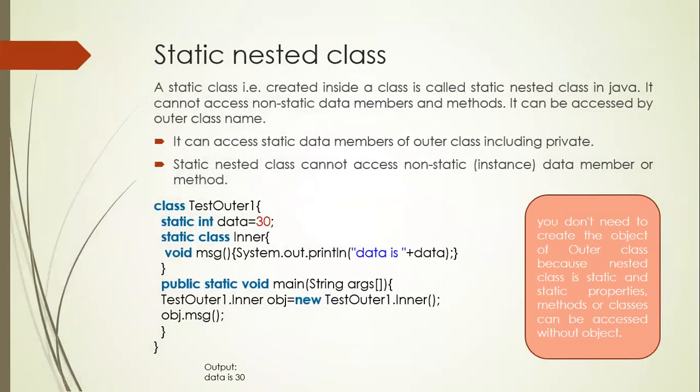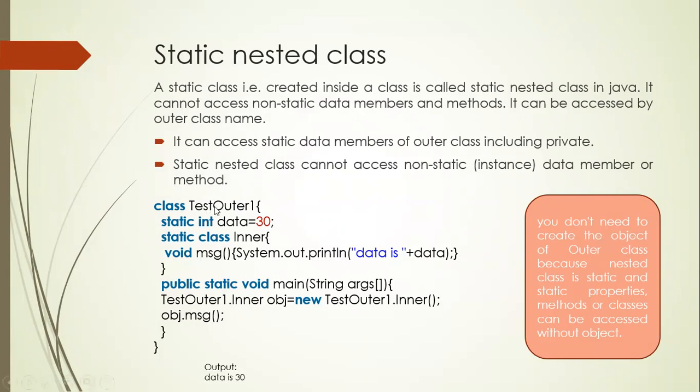We have a static nested class. So what is a static nested class? It is a class inside another class. A static class that is created inside a class is called a static nested class in Java, and it cannot access the non-static data members and methods. That means you can't access the non-static members inside the static class. But if you have static members in the outer class, you can access them in the inner class.